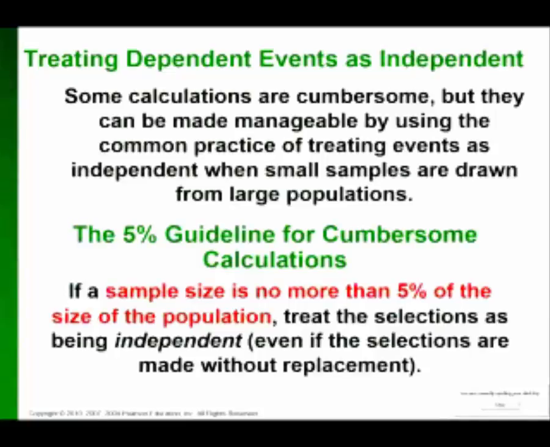As long as your sample is less than 5% of the population, as long as you're taking a small sample from a big population, then you can play like the events are independent and it's really not going to affect your calculation much. So you could play like you're putting the blue marble back and the probabilities are staying the same. You can only pretend that they are independent if your sample size is less than 5% of your population.